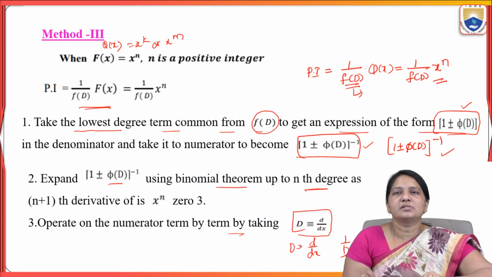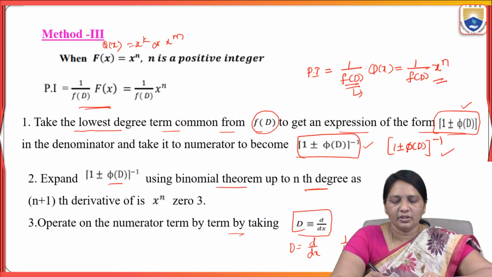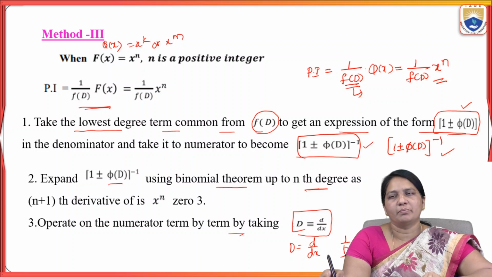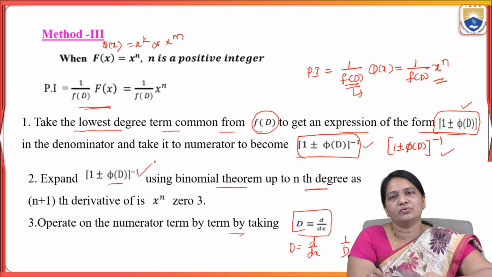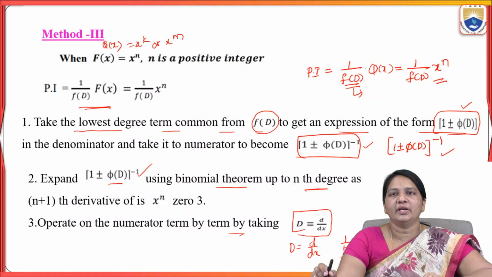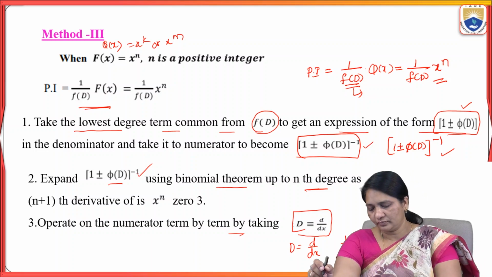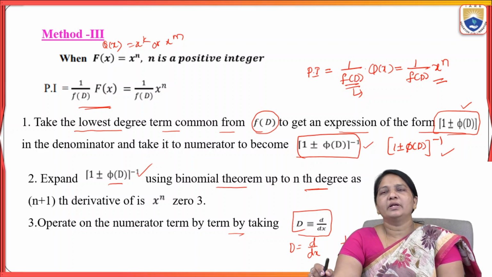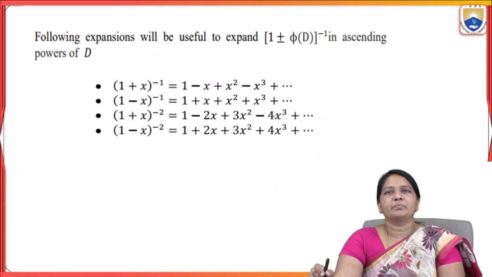So here, what is the change for the x power n? We have to take the common lowest term to get the expression 1 plus or minus pi of D. After that we have to take this into the numerator, then we can find the value 1 plus or minus pi of D, the whole inverse. After that we have to expand this value by using the binomial theorem. According to the given equation, up to however many terms we need, we can expand in the nth degree. So we will get better clarity after seeing the examples here.